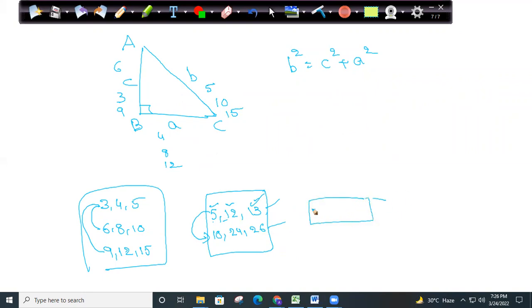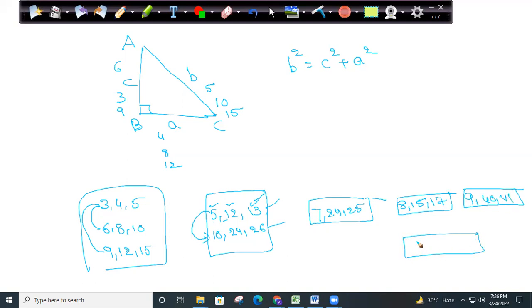So we also have 7, 24, 25. We also have 8, 15, 17. We also have 9, 40 and 41. We also have 11, 60, 61. So these are some of the prominent triplets which I asked you to remember.